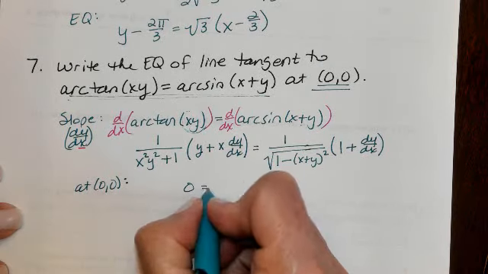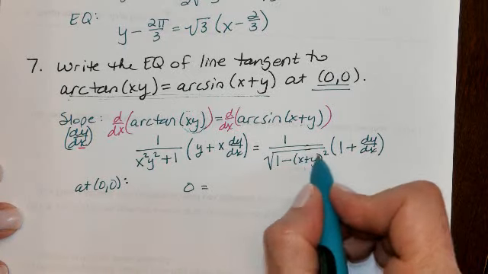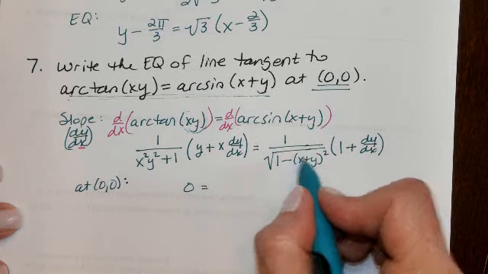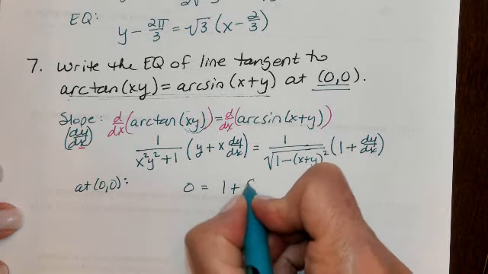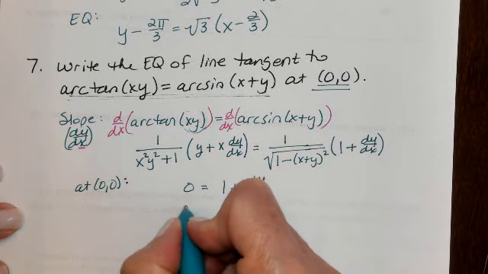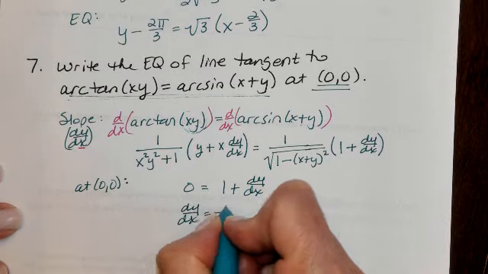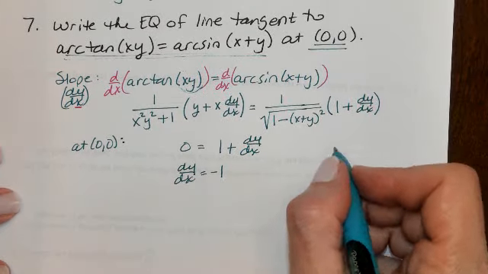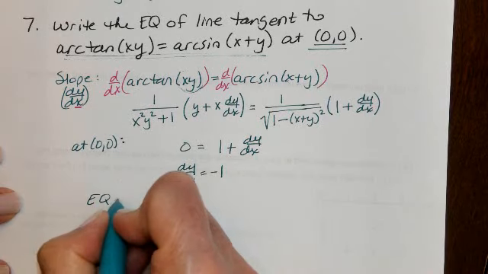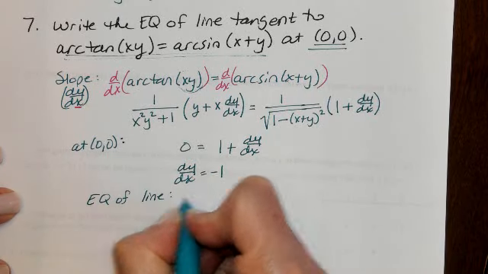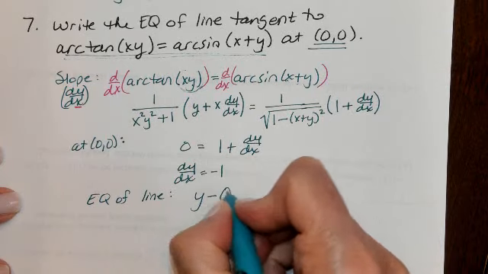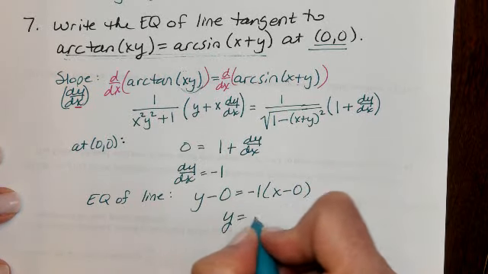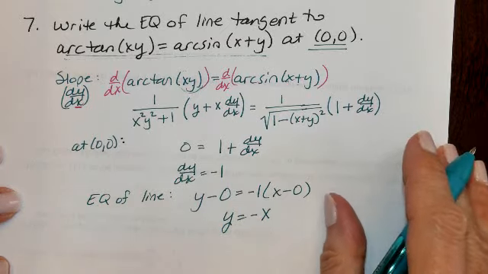That's nice. Now let's come over here. x plus y is 0. Square root of 1 is 1. So this is 1 times 1 plus dy dx. So what is dy dx? Just negative 1. Okay? So the equation of the line is y minus the y value is equal to the slope times x minus the x value. So it's just y is equal to negative x.